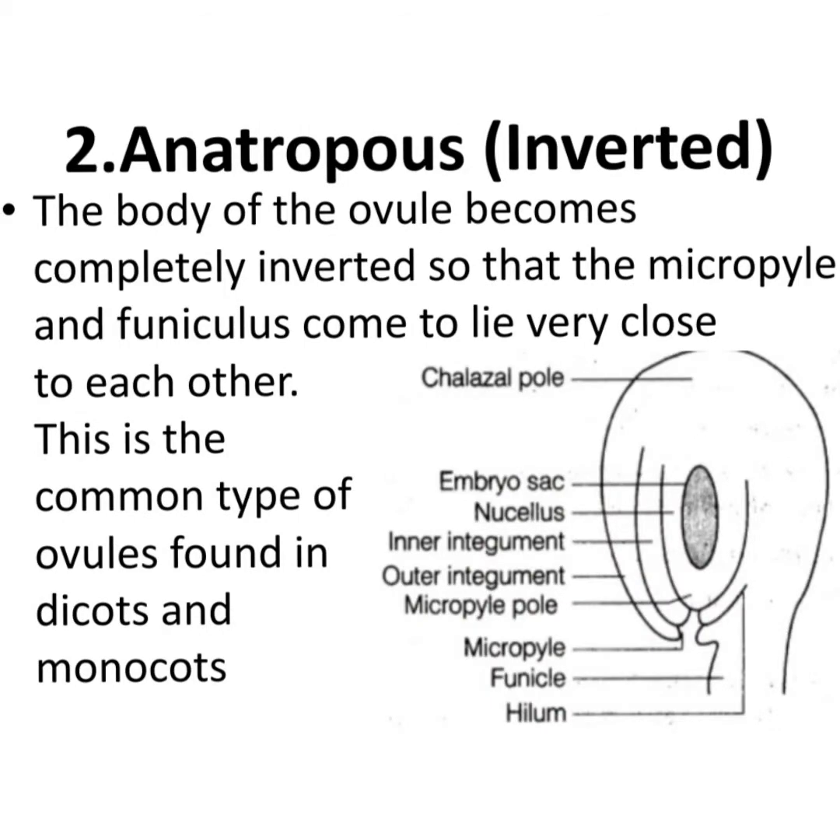What is anatropous or inverted ovule? The body of the ovule becomes completely inverted so that the micropyle and the funiculus come to lie very close to each other. This is the common type of ovules found in dicots and monocots. In the image, you can see how the anatropous ovule appears.